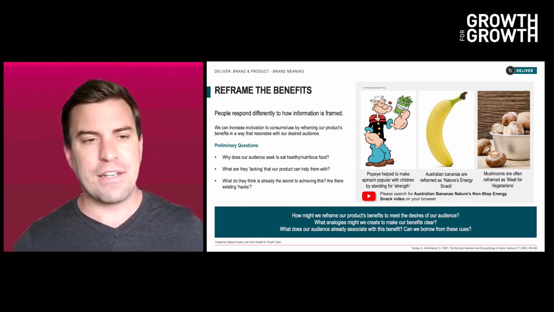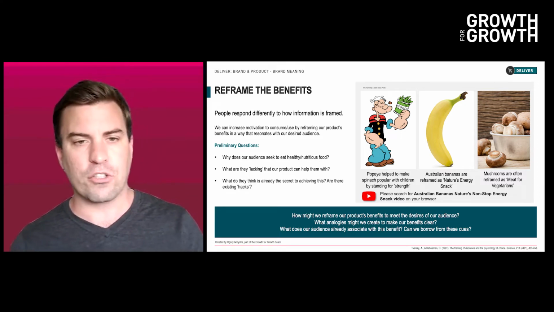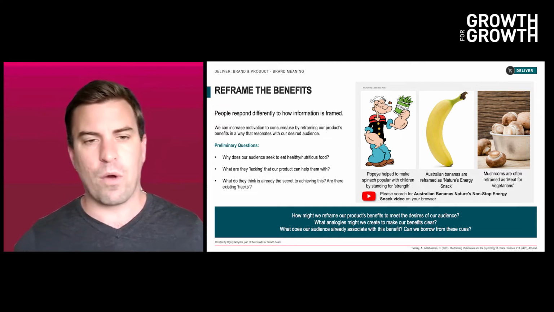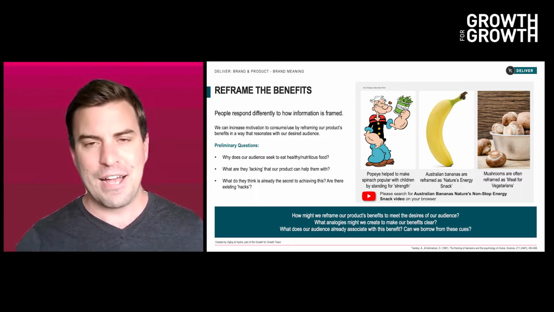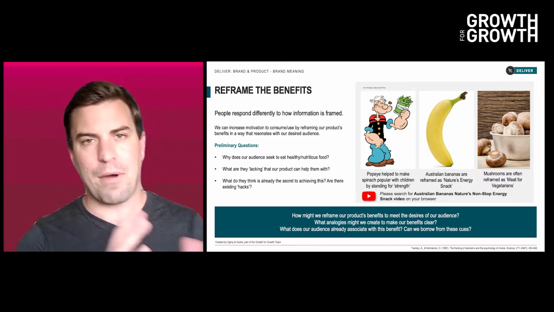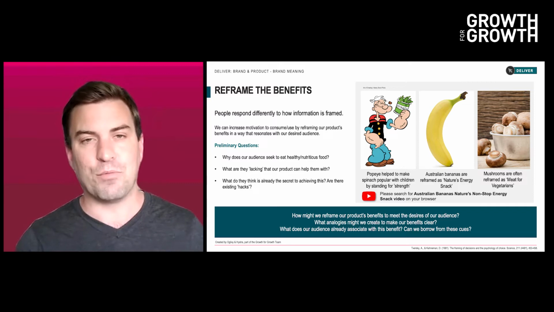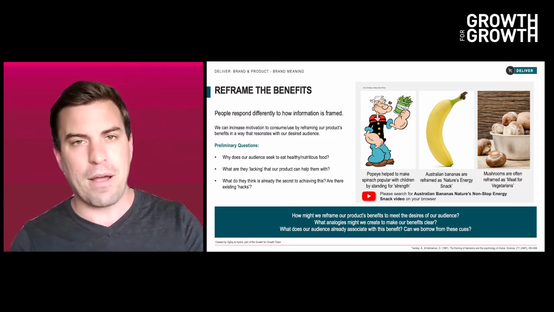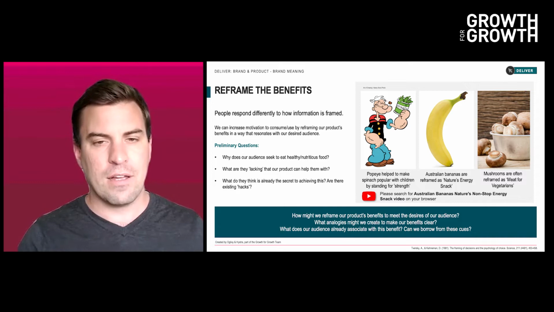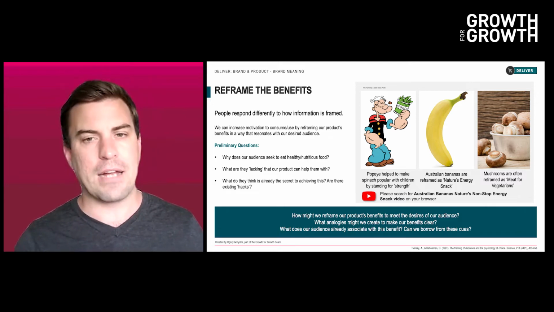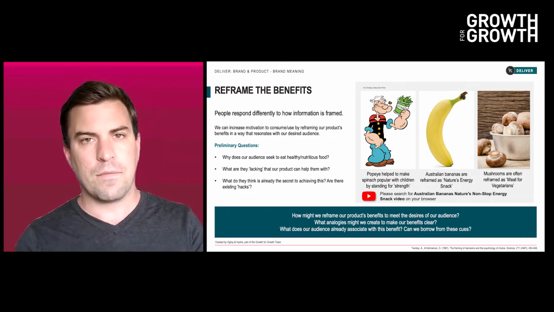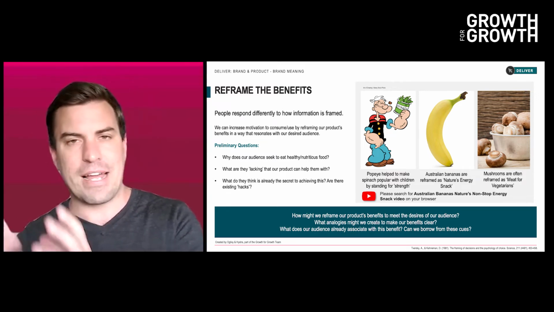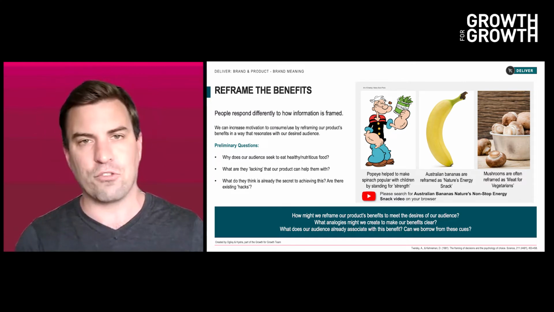People respond very differently to how information is framed. And we can increase motivation to consume by framing our products in ways that are more likely to resonate with our audience. Some classic examples here show how a brand or a product or a category has been reframed. So spinach with Popeye is now shorthand for strength. A lovely campaign in Australia for bananas, reframed subtly as nature's energy snack. Right? You're capitalizing on existing affiliation with energy snacks, and we're actually making a natural solution for this.